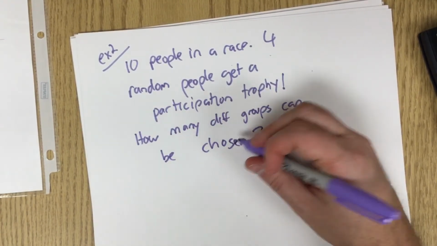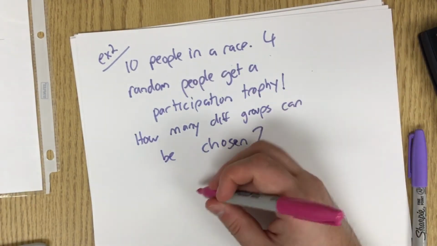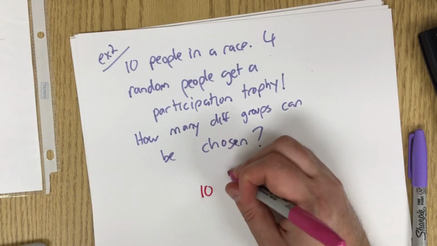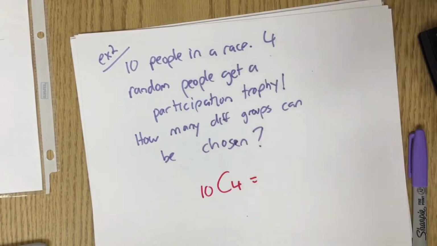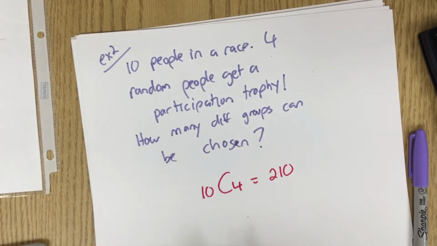So that was a long question with a pretty straightforward answer. We have 10 objects and we want to give out 4 of them, but we don't care about the order we're giving it out because everyone's getting the same participation trophy. So that's just going to be 10 choose 4, which is 210.